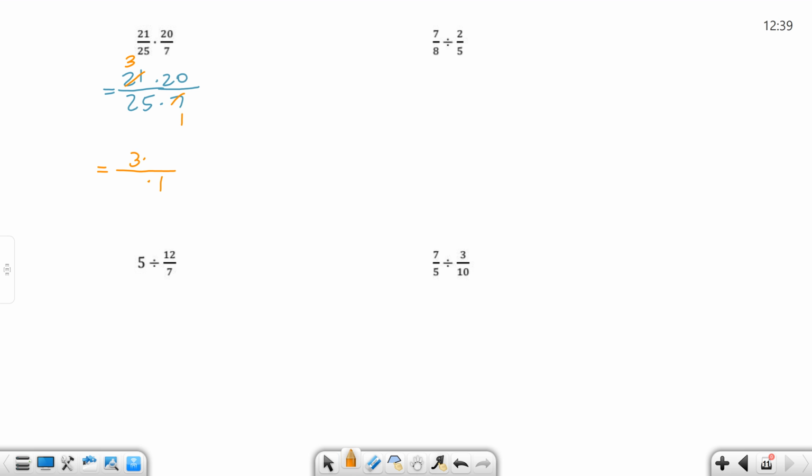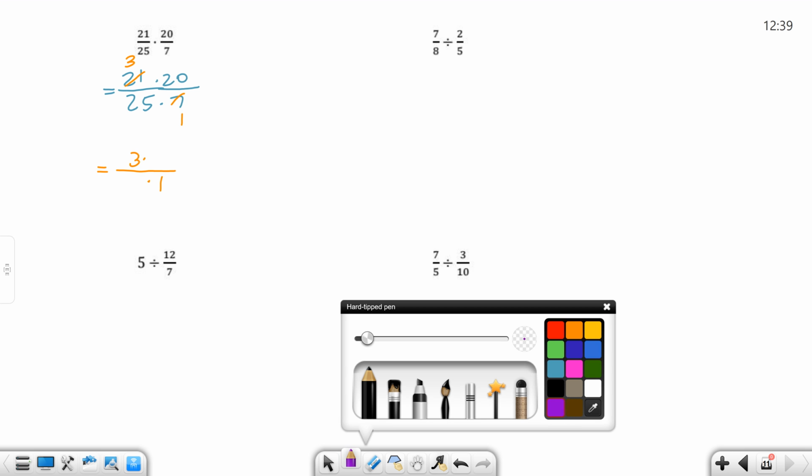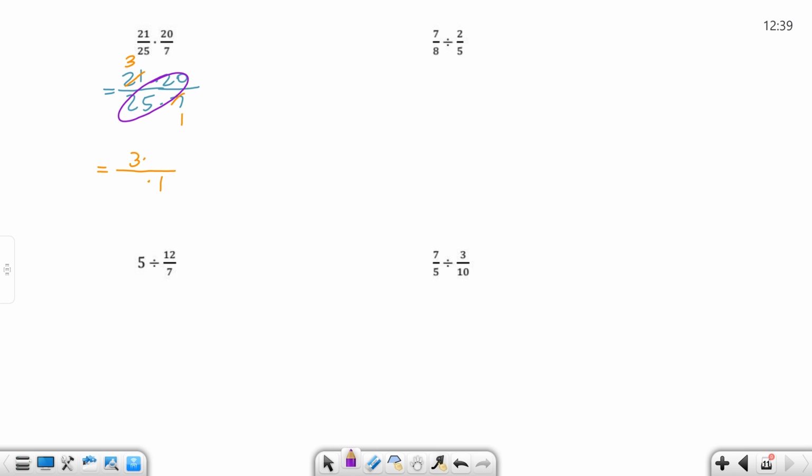What about my 20? Does my 20 divide out with something? What about 25? Aha, what goes into both of those? 5. How many times will 5 go into 20? 4, so that becomes a 4. How many times will 5 go into 25? I just said it. It'll go into it 5 times, right? So let me fix that. So this is 5, and 5 goes here, right? So now 3 times 4 over 5 times 1.